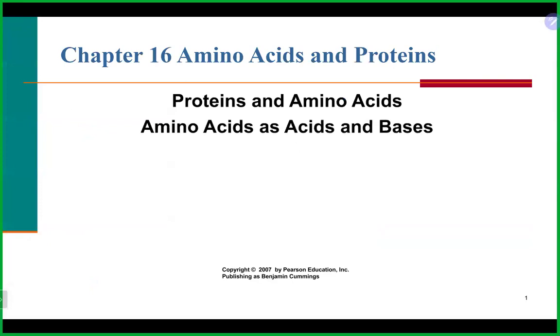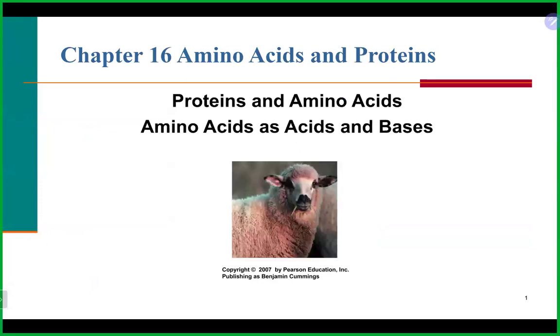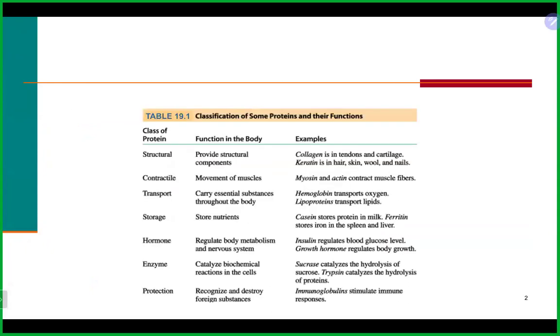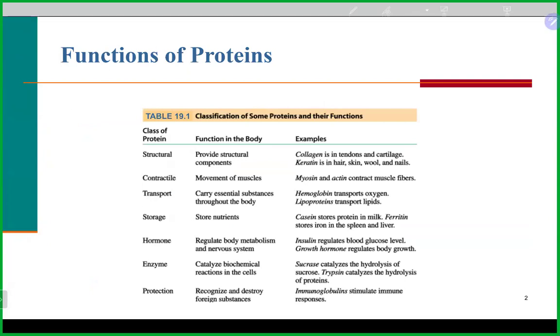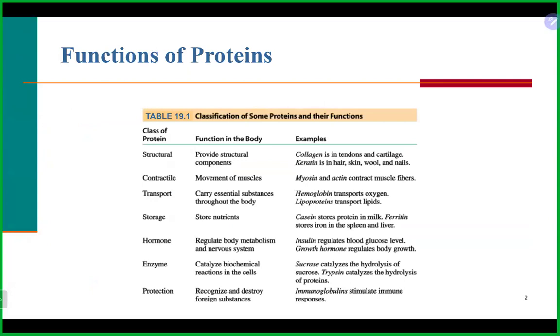All right, so in this chapter, we're going to talk about proteins and amino acids. We're not going to cover everything in this chapter, so we're just going to cover certain things, and you'll be responsible for those as well. So let's talk a little about the function of proteins. Proteins obviously are made up of amino acids, and there are different types of proteins. There are structural proteins. There are transport proteins, which carry essential substances throughout the body. We also have hormones, enzymes, and protective types of proteins as well.